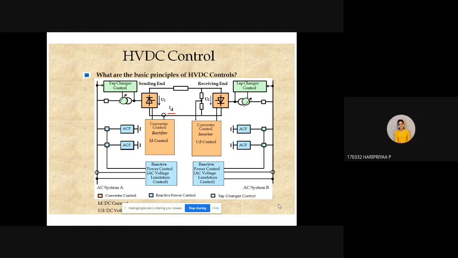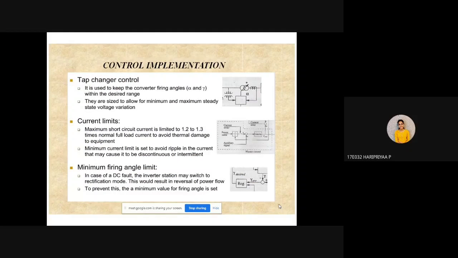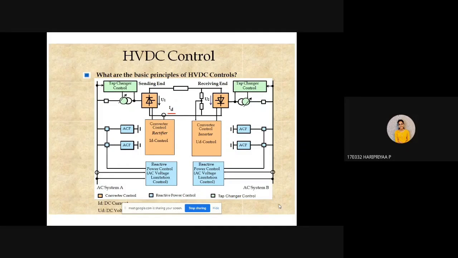Then this is the block diagram of the HVDC control. The HVDC control block diagram consists of tap changer control, converter control at the rectifier, and the converter control at the inverter, then the reactive power control. Let us see about the control implementation. First, the tap changer control. This is the tap changer control.